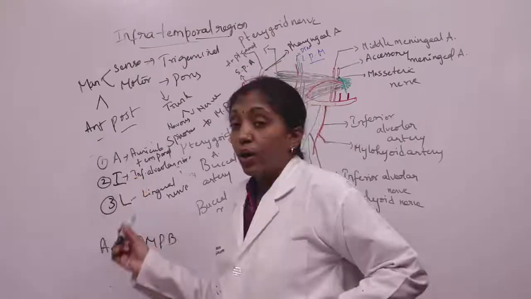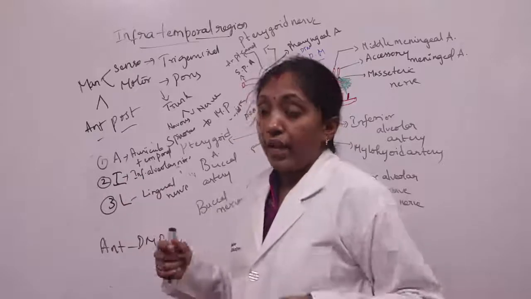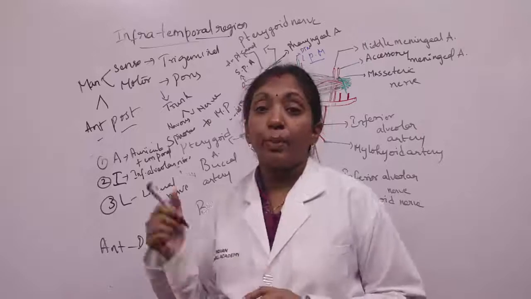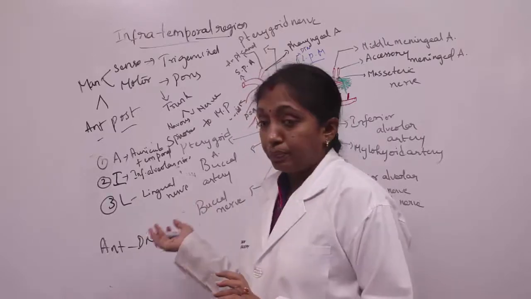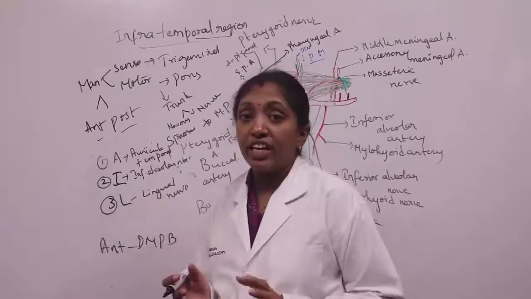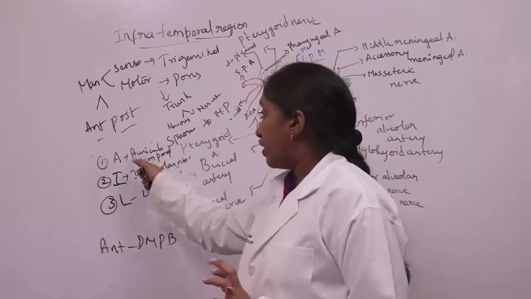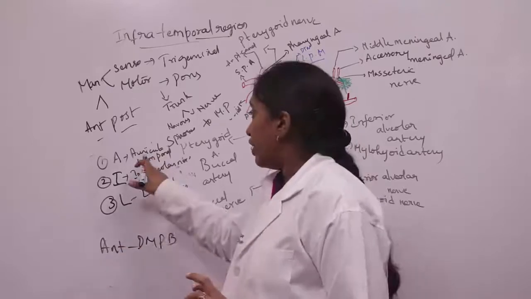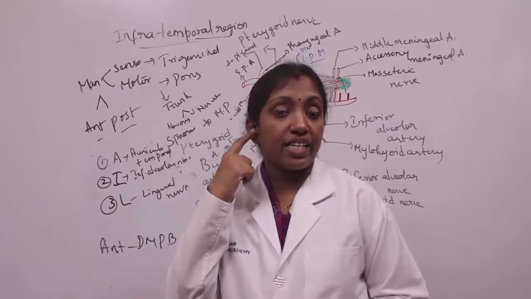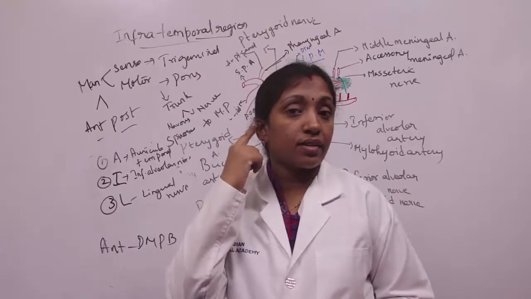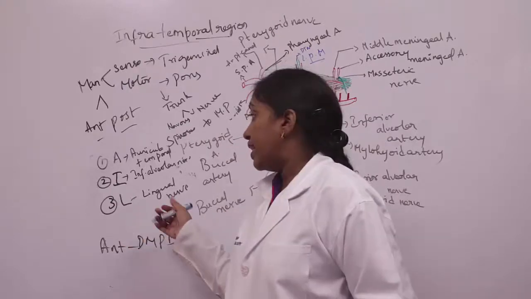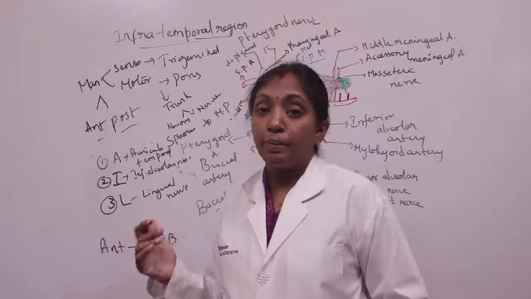This auriculotemporal nerve arises by two roots. It winds around the middle meningeal artery, and it emerges from the parotid gland from its base, behind the superficial temporal artery. It is sensory in nature, and it divides into auricular and temporal branches. The auricular branches supply the tragus, the auricle, the anterior wall of the external acoustic meatus, and the outer layer of the tympanic membrane.